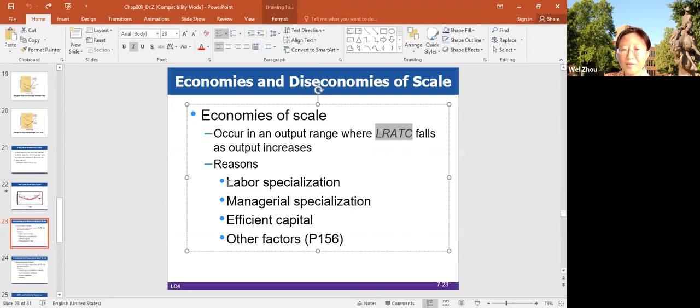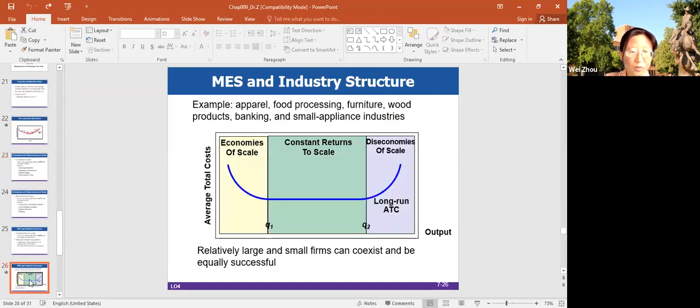Of course, if I produce more, then I can do labor specialization. So maybe one person does the cashier, one person does the baking. They focus on what they're good at, then they can increase productivity. And also management specialization can increase productivity and the efficiency of capital. Those can increase the productivity and reduce the cost, so the long run average total cost goes down, until it reaches the minimum.